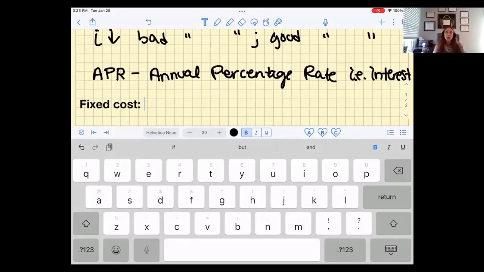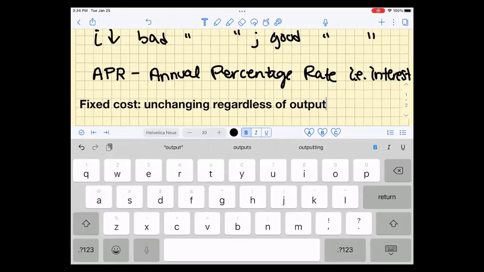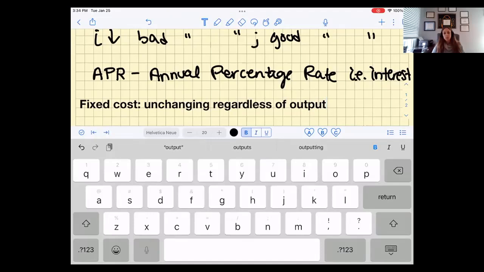Okay, so it could, and let me be clear about all these definitions, they're not mutually exclusive. So one type of thing that, like Andrew just referred to, could fit into a few of these categories. A fixed cost, in terms of the specific definition, is something that is unchanging regardless of the output. Like rent. Yes, so rent, it doesn't matter how much you produce or how little you produce, you still have to pay rent. So that would be fixed.